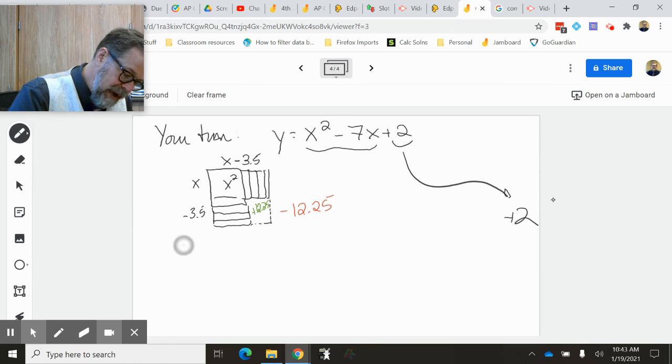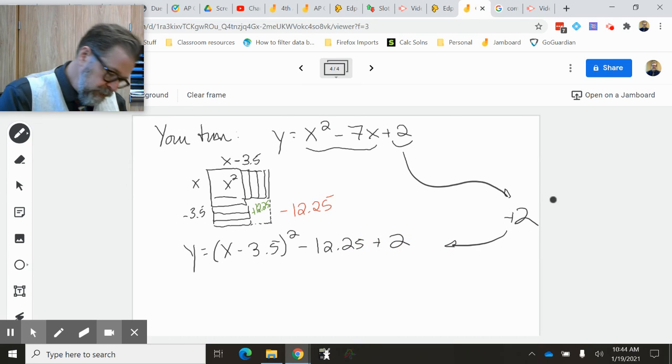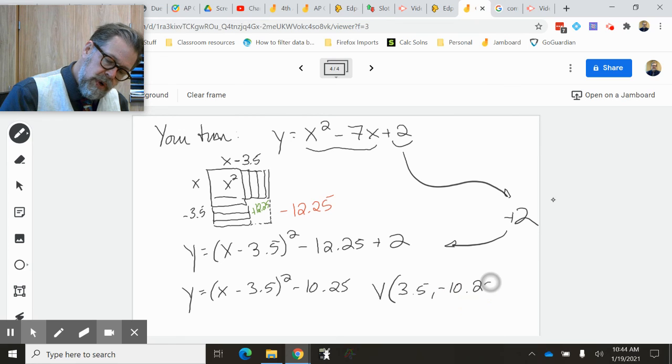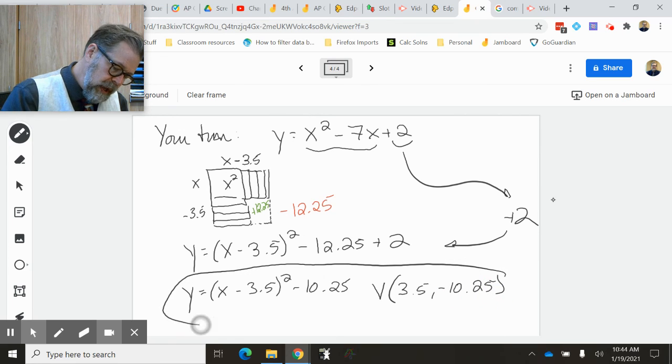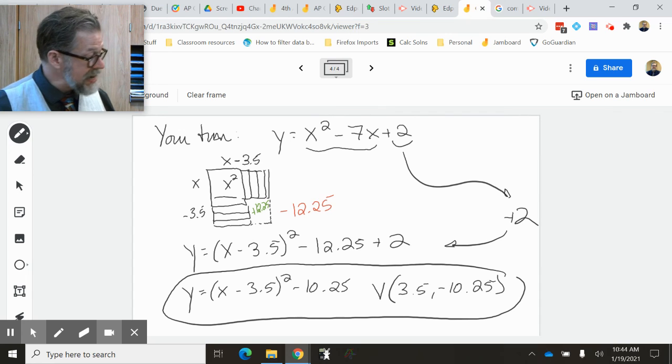And now what I have is y equals x minus 3.5 squared minus 12.25 plus 2, because I'm going to now bring this back. Simplifying, I get y equals x minus 3.5 squared minus 10.25. And I now know that the vertex is at 3.5 comma negative 10.25. And boom. Hopefully that's what you got.